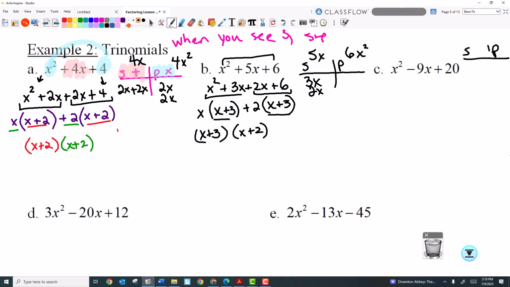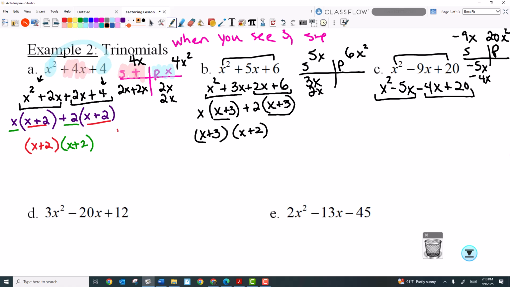This one, I got my little s and my p, so I got negative 9x and 20x squared. So what multiplies to give you 20 adds to give you negative 9. That's going to be a negative 5 and a negative 4. So I drop my first one, replace the 9x with 5x and 4x, and then bring down the plus 20.